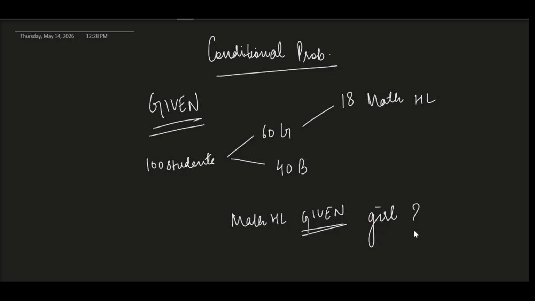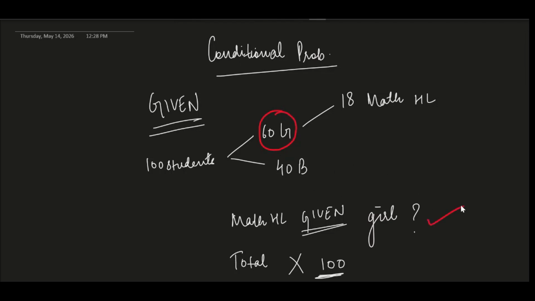So you have to find the probability that a randomly selected student studies math HL given that the student is a girl. We have to observe that we are only looking at girls now. So the total number of outcomes will not be equal to 100. We have to remember it very clearly. The total is not 100 now, it becomes 60, because we are just looking at the girl students.